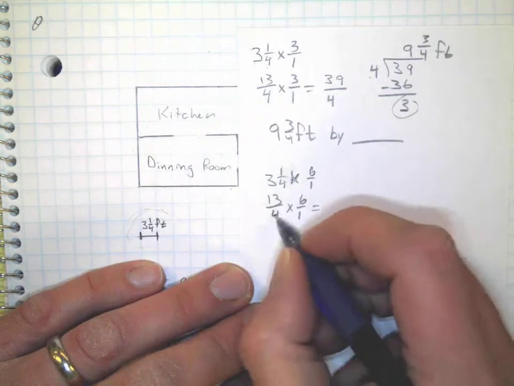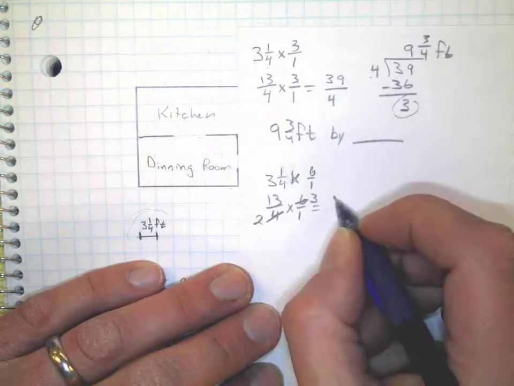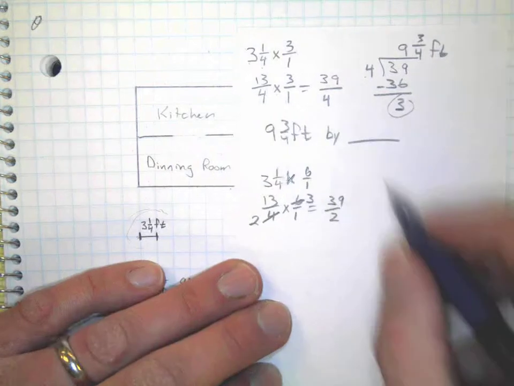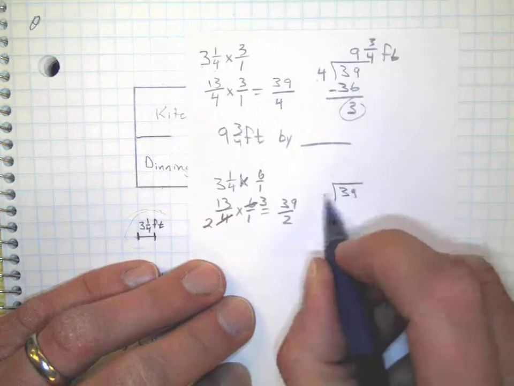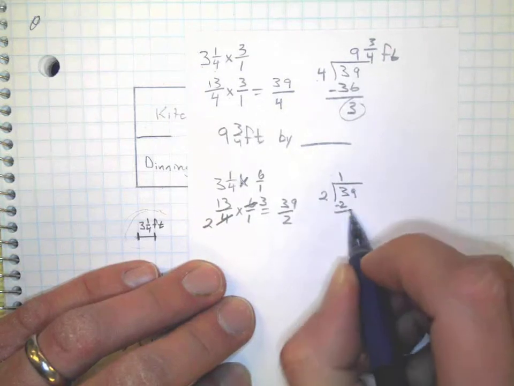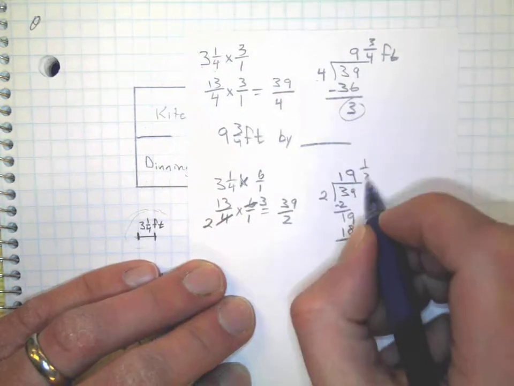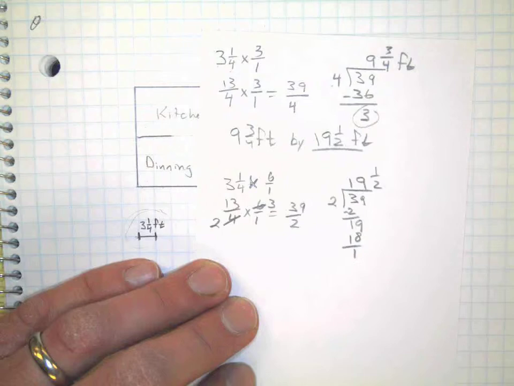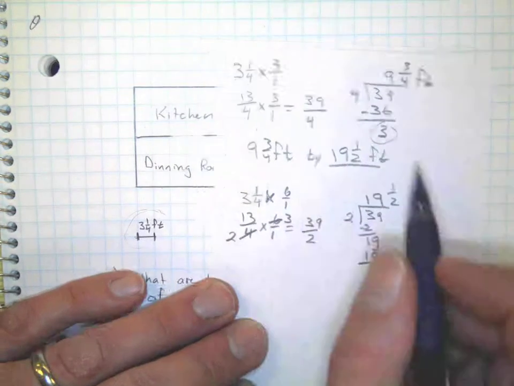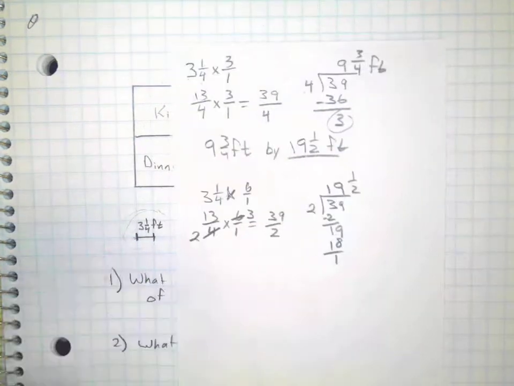I can cross reduce this time because 2 goes into 4 and 2 goes into 6. 2 goes into 4 twice. 2 goes into 6 3 times. I'm going to get 39 over 2. So I can go ahead and do what I did last time right here. 39 divided by 2 is 19, 18, left over 1. So I've got 19½. So this becomes 19½ feet. So 9¾ by 19½ feet are the dimensions of my dining room. And I get an understanding of how long and wide this is.